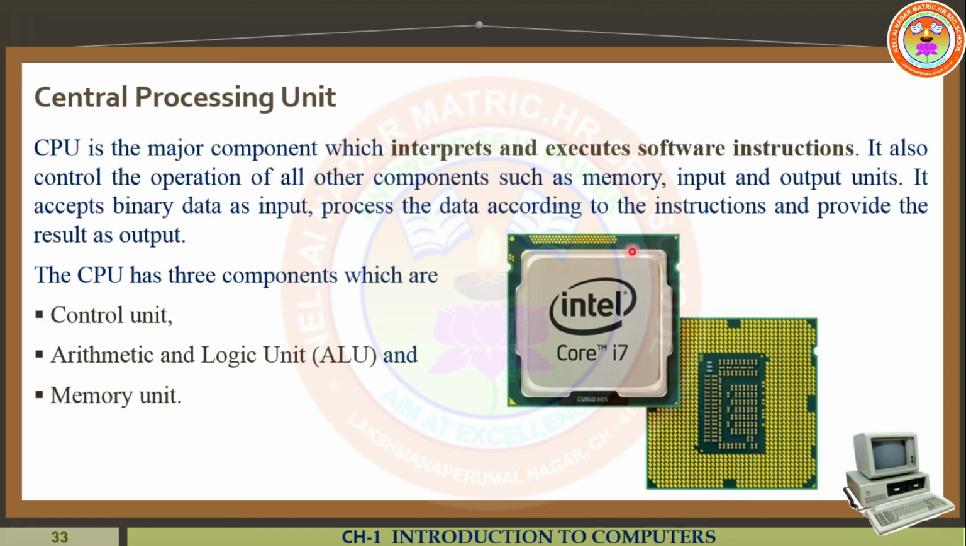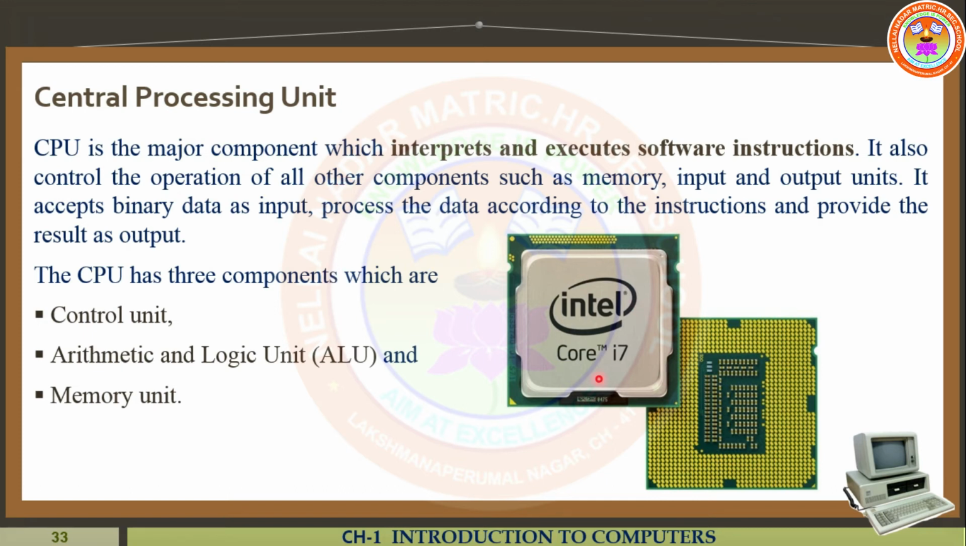That's why all the data should be called binary data. Binary means two, right? One is 0, another one is 1. So zeros and ones type of data will be considered as input from the user. Then it will process the data according to the instructions. Whatever instructions we give, as per the instruction, it will process the data. Then finally, it will provide the result as output. Okay, right. So this is the main working principle of the CPU, that means central processing unit.